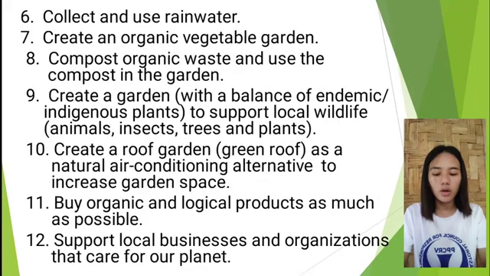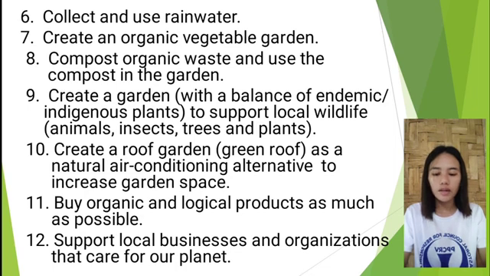Collect and use rainwater. Create an organic vegetable garden. Number 8 is compost organic waste and use the compost in the garden. Another is create a garden, but with a balance of endemic or indigenous plants to support local wildlife like animals, insects, trees, and plants.